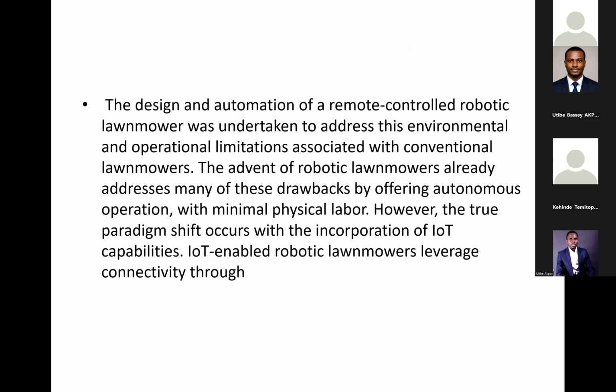And a user-friendly dashboard interface featuring directional controls, blade activation, and also a battery status indicator.